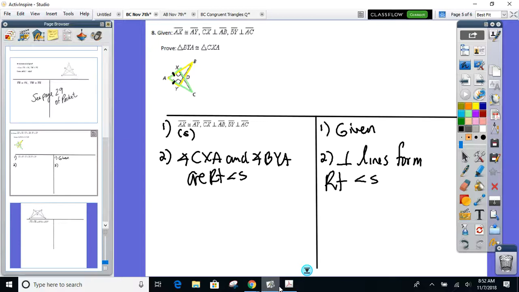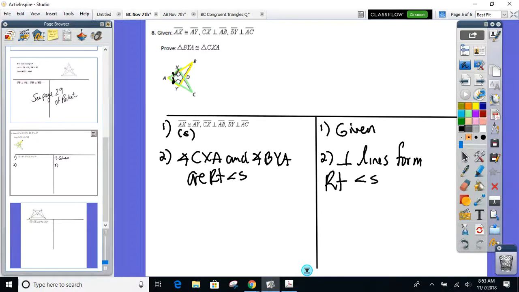What do we have? Great, those are vertical, but they're not in the triangles I need, right? Okay, so let's keep looking here. All right, let's keep looking. Anybody see anything they share? What do you got? Angle A. Everyone see angle A? Is that a full angle in both triangles? Yes, it is. So we're going to count it.